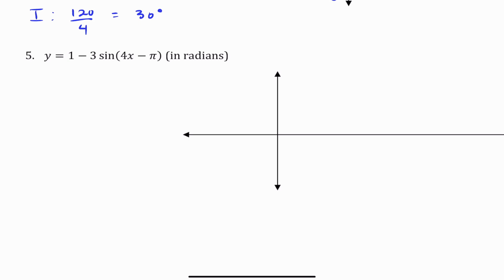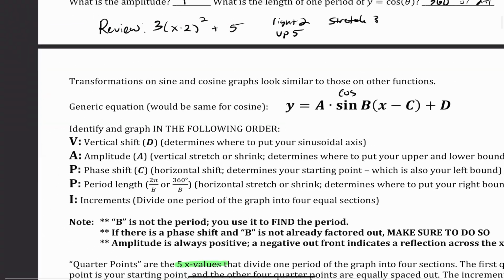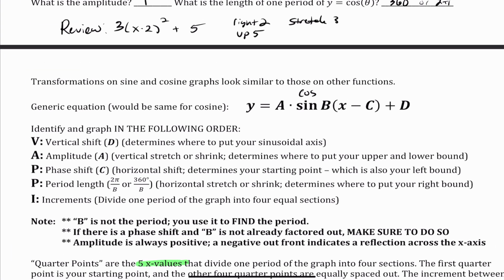All right, so I realized I made a mistake when I went over number 5 on today's notes. So I'm going to use this video as a way to correct that. So we have this function, it's in radians. Hopefully we all remember our generic equation over here, right? So y equals a times sine b of x minus c plus d. It's the same thing for cosine.